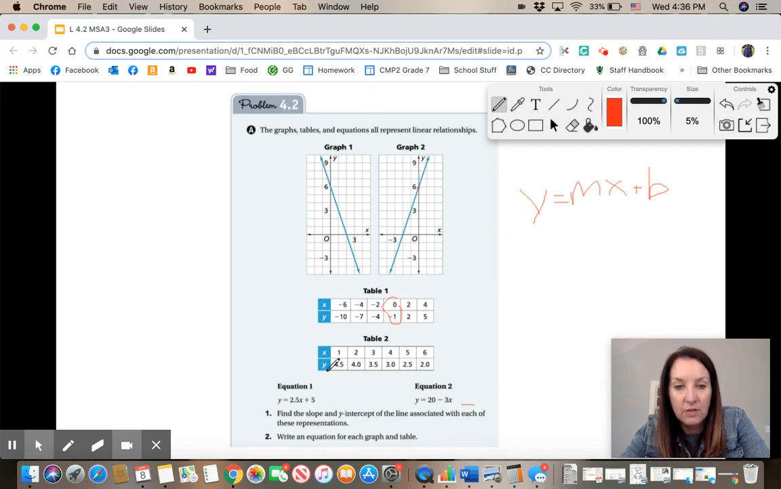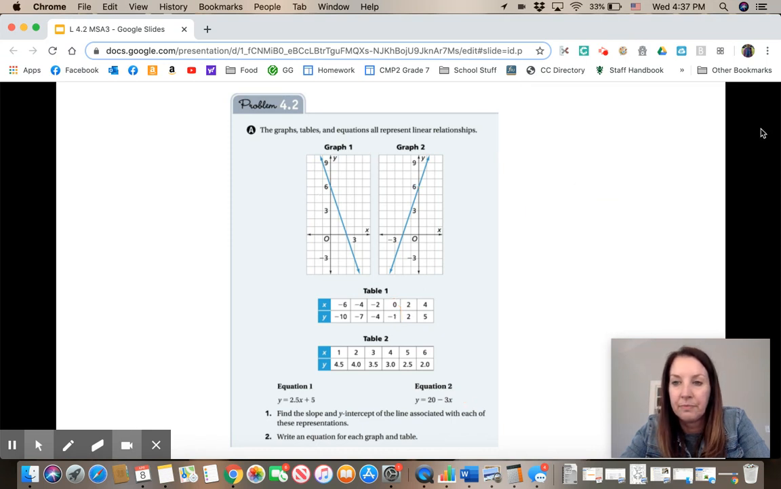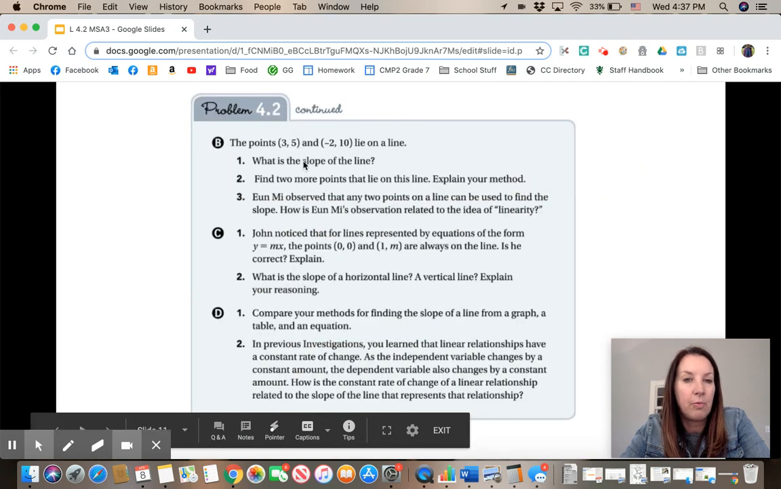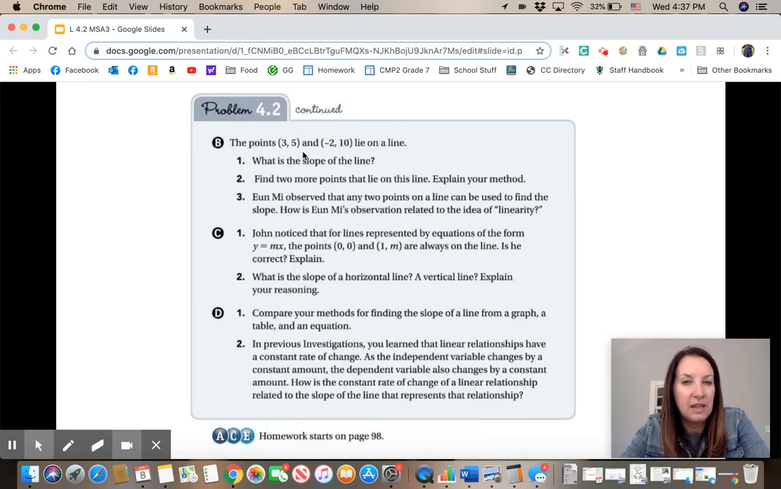Okay, so for each of these, you're going to find the slope and the y-intercept. And for the graph and the table, for these 4 up here, you will also be writing an equation using y equals mx plus b. In 4.2 problem B, they give you 2 points. You need to find the slope, find 2 more points. In question C, John has something he notices. You need to see if he's correct.